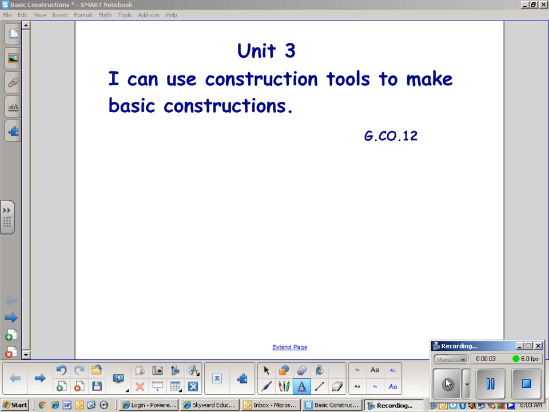Again, this is not from any lesson. It's just some constructions that we've not had an opportunity to learn about that are valuable to know.